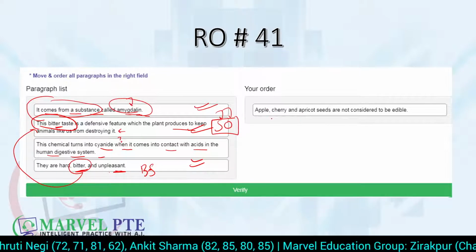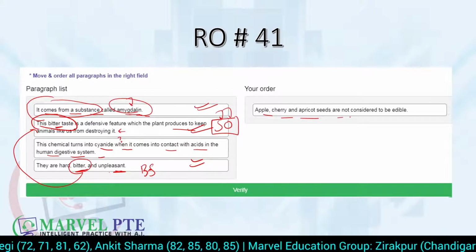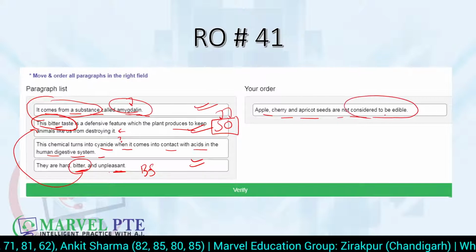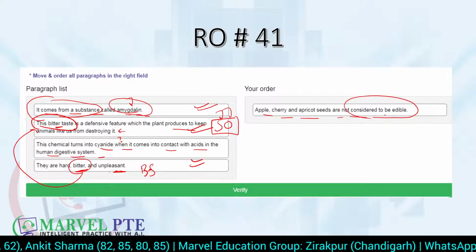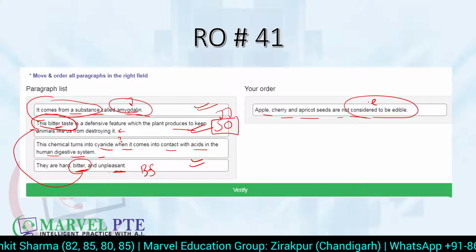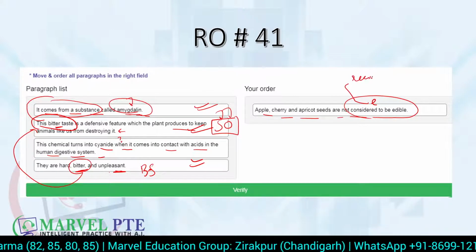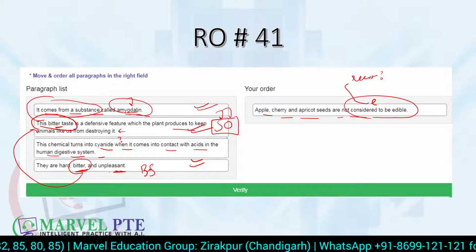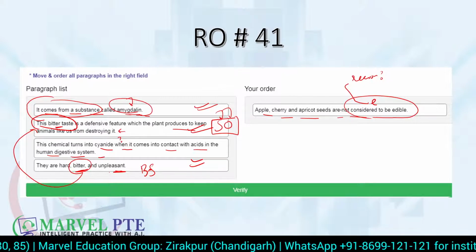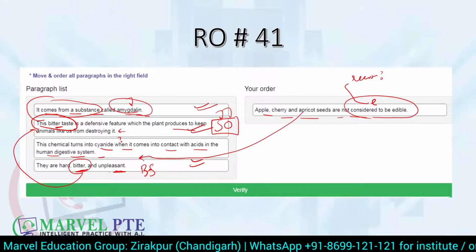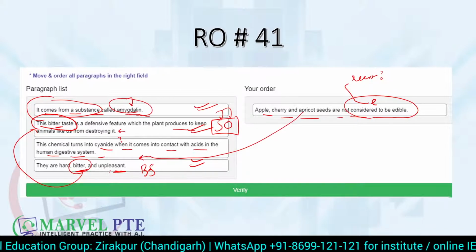अब आप देखिए, एप्पल, चेरी एंड एप्रिकॉट सीड्स आर नॉट कंसिडर्ड टू बी एडिबल. वो कंसिडर नहीं किए जाते हैं. ये आपका एक तरह से अफेक्ट दिया हुआ है. उस अफेक्ट का रीजन क्या है, क्यों नहीं किए जाते? कौन सी लाइंस में एक्सप्लेन हो रहा है? In this line, they are hard, bitter and unpleasant.